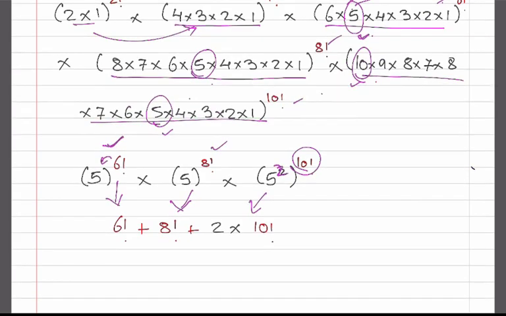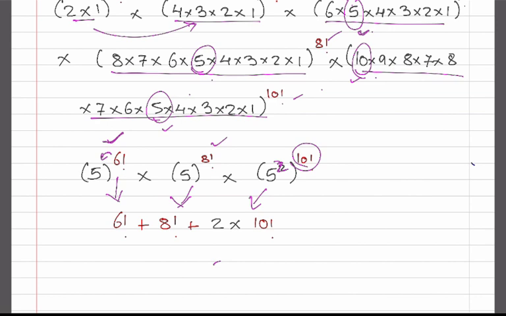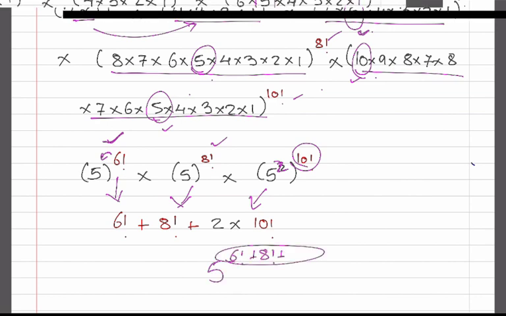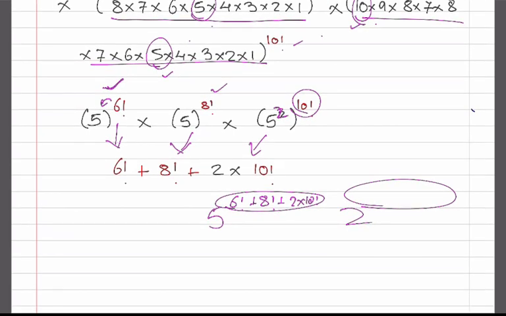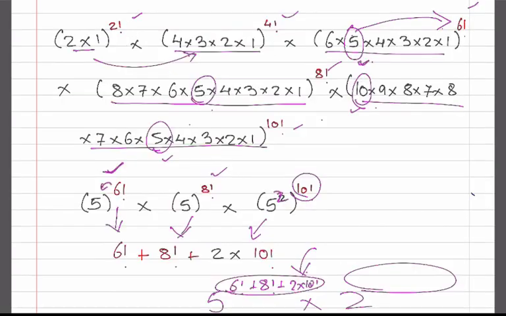Okay, and this is the minimum. This is the number of 5s I have here: 6 factorial plus 8 factorial plus 2 into 10 factorial. How many 2s will I have? Definitely more than this. So how many zeros will I have? Minimum number of this is this, right? So the number of zeros that I'll have is 6 factorial plus 8 factorial plus 2 into 10 factorial. This will be my number of zeros at the end of the product of the numbers given to me.